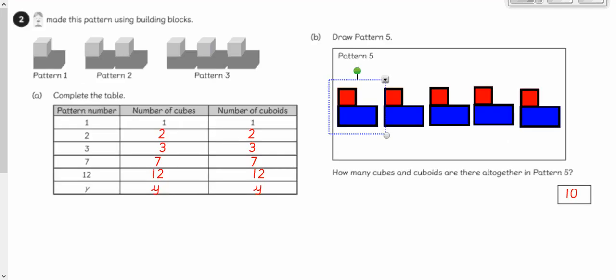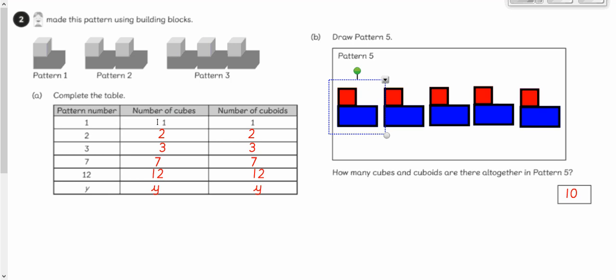Then next part. So this girl here made this pattern using building blocks. She had 1 cuboid, 1 cube in pattern 1, 2 cuboids, 2 cubes in pattern 2, 3 cuboids, 3 cubes in pattern 3. So they're adding a cuboid and a cube each time. So it's the same number of cuboids and cubes as the pattern number.